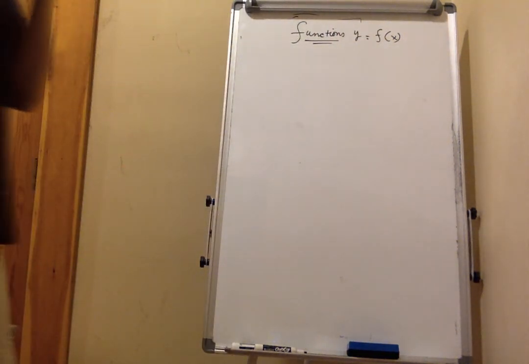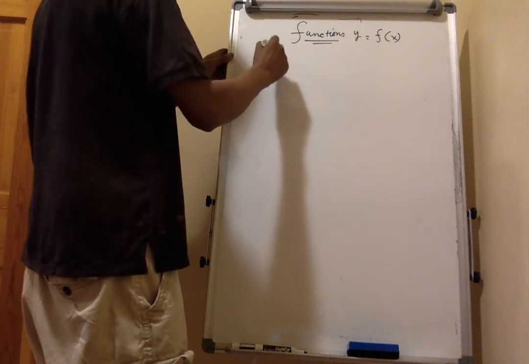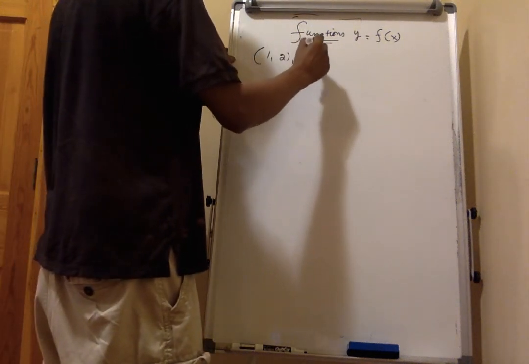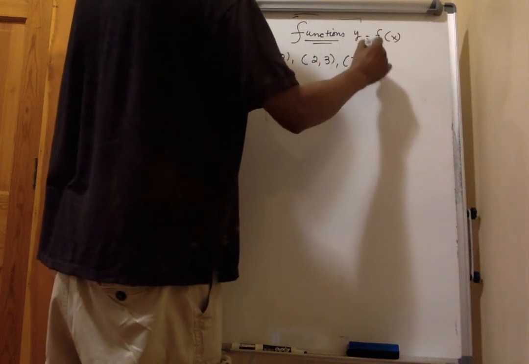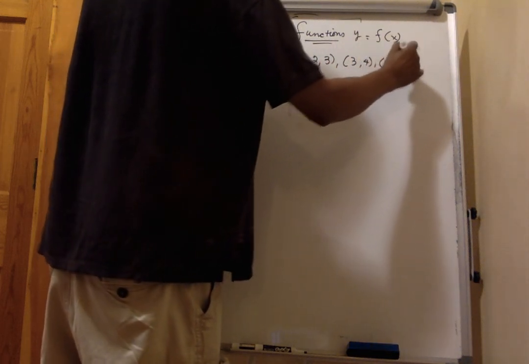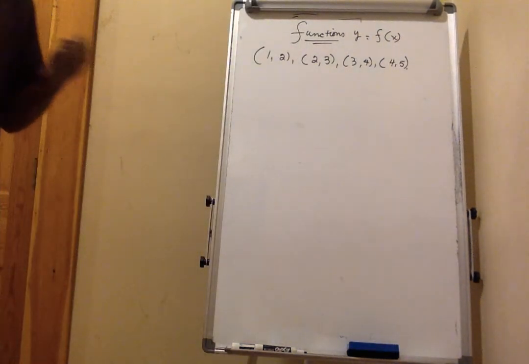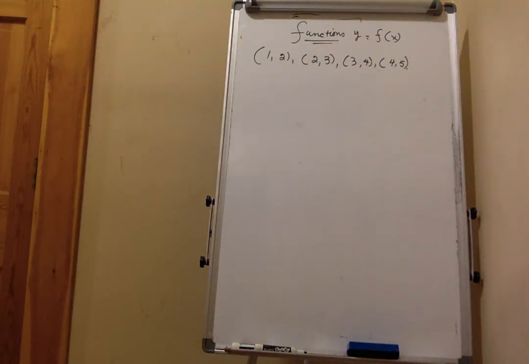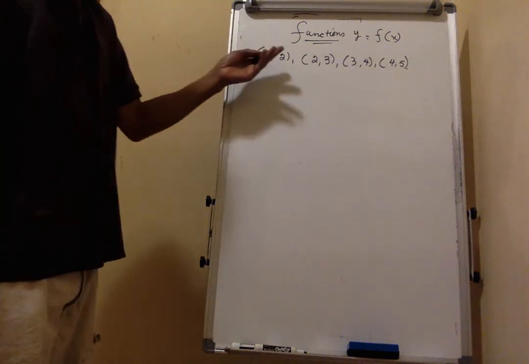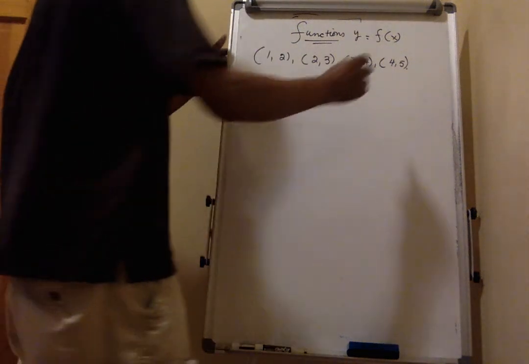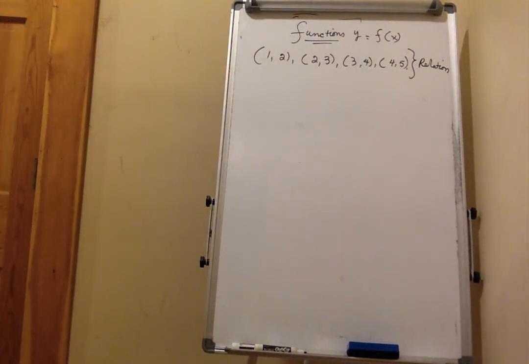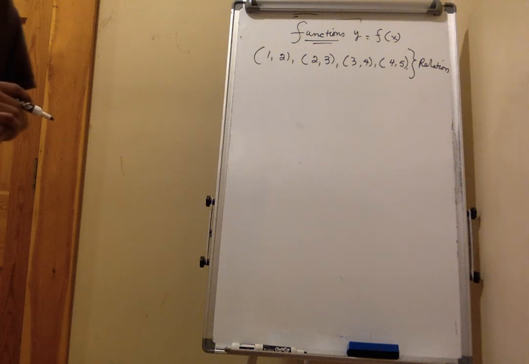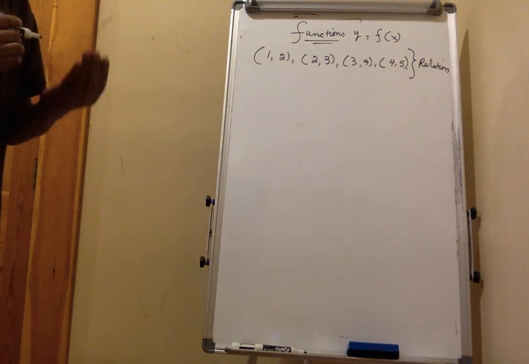Before we start this, if I throw these numbers 1, 2, 3, 4, you know this is a relation between the two ordered pairs, the value of x and the value of y. So we call this a relation. A function is a relationship between x and y, but it has a distinct meaning.